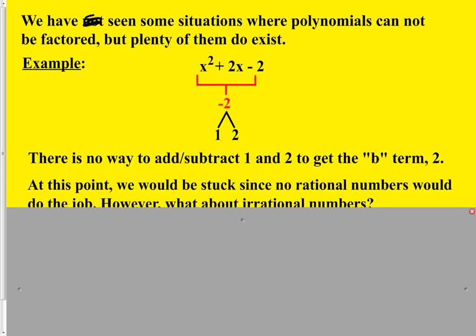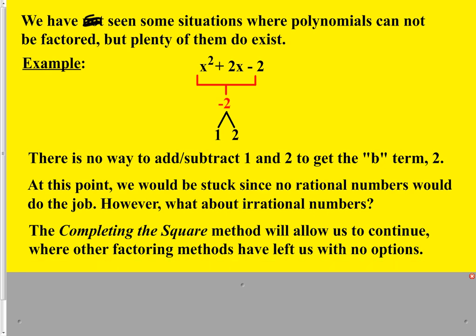So at this point in time, we would have been stuck. We would have been forced to call this a prime trinomial and say that it could not be factored. Basically what that means is we have no rational numbers that will work out to factor this problem, but there are plenty of irrational numbers that can get the job done. Completing the square is going to allow us to get past this roadblock and see how this thing will actually factor.